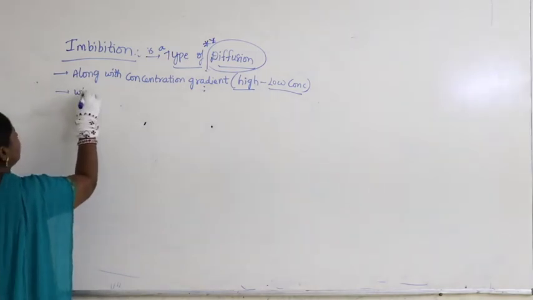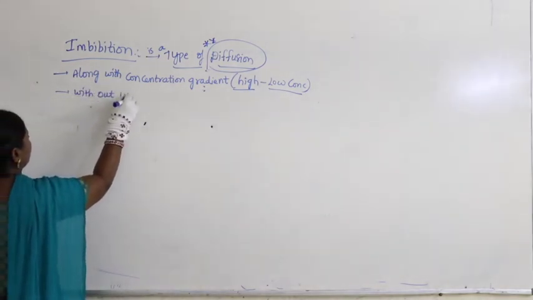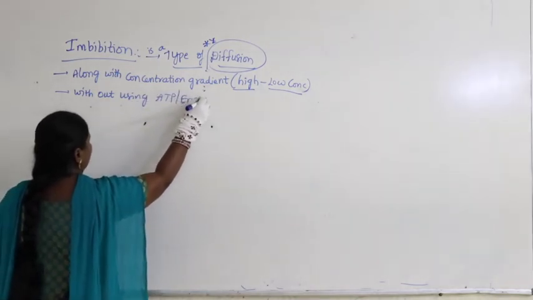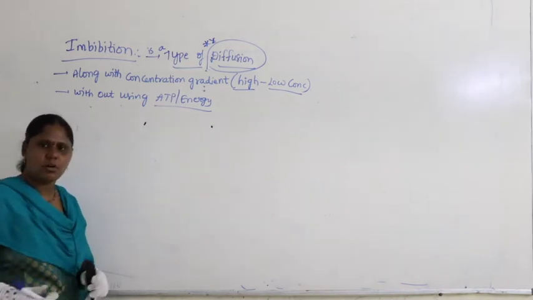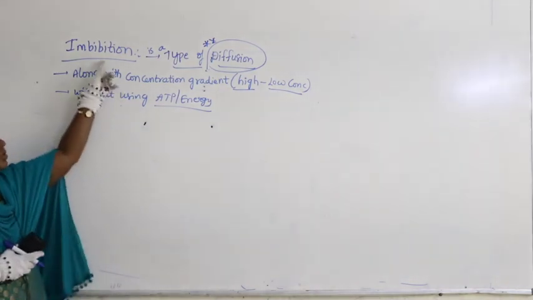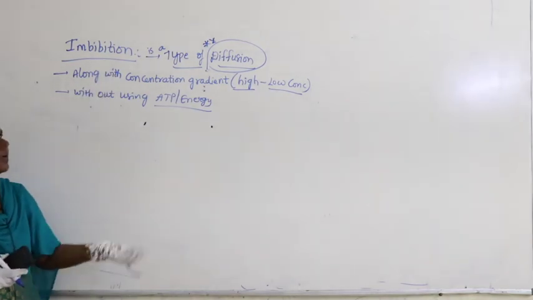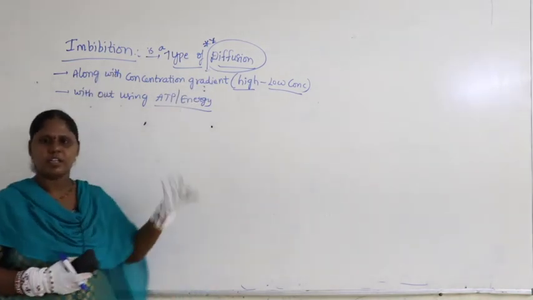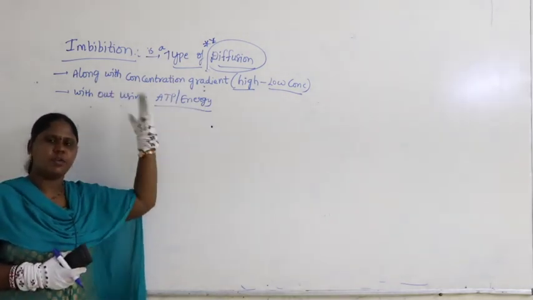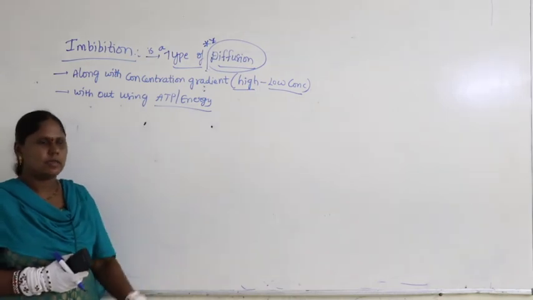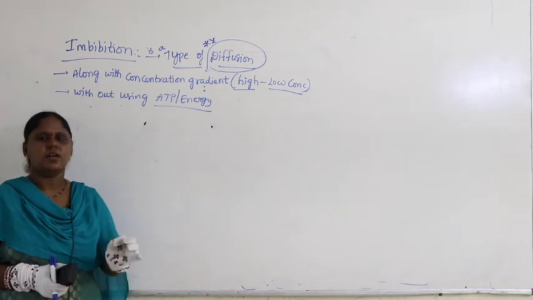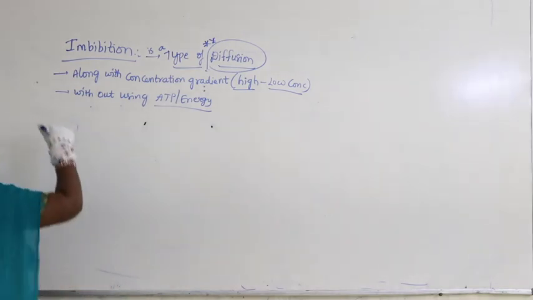That means without using energy or ATP. That means, can we call this a passive process? Yes. Can we call imbibition a passive process? Obviously. Why? Diffusion is a passive process. What is a passive process? Along the concentration gradient, movement is happening from high concentration to low concentration without using energy, which is called passive transport.